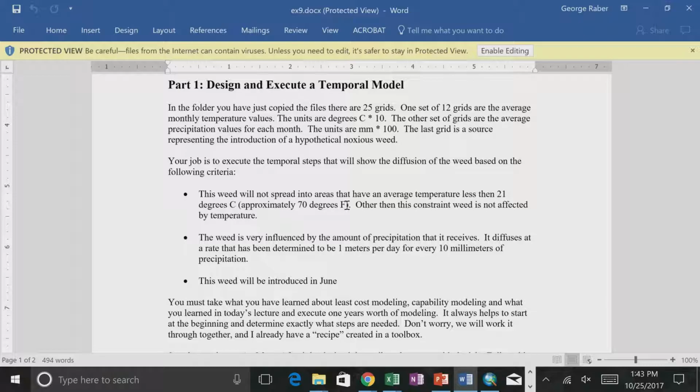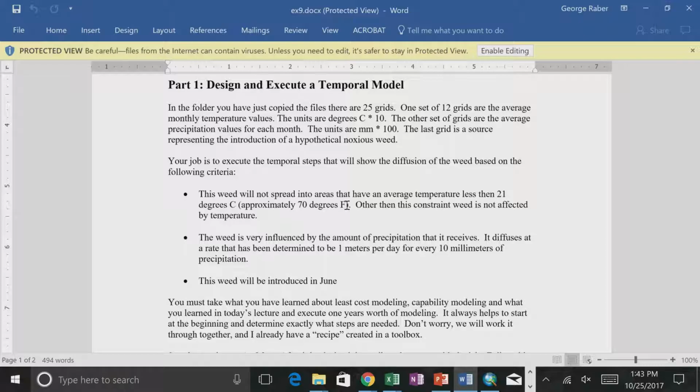Other than this constraint, weed is not affected by temperature. No, weed makes it sound like it is marijuana. It's not marijuana. It's an invasive species. Exactly. So it's not affected by temperature. So the only thing that's affecting growth rate in terms of temperature is whether it is less than 21 degrees or more. Okay?